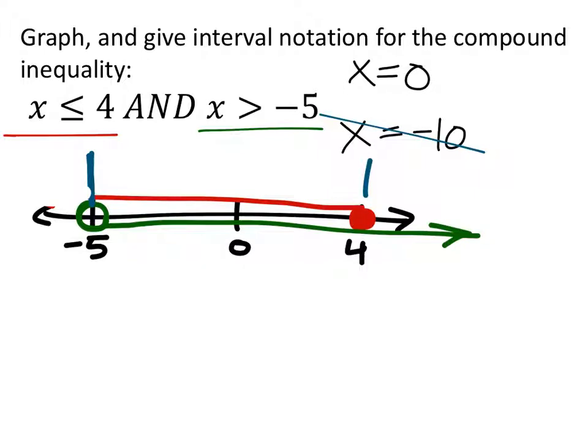Now starting at -5, the red line is still true, that -5 makes the red inequality true, but it's false for the green one. So as far left as we can go would be -5. That's where it's going to start, but it's not included because even though it's true for the red inequality, it's false for the green one.